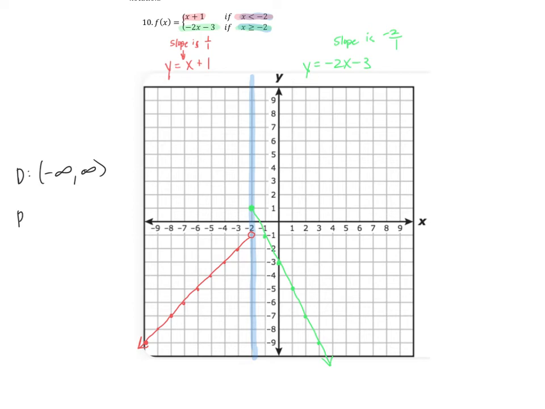Your range, they both go down to -infinity. And then the highest point is this green dot, right? This is higher than the red. So the highest possible point on the graph anywhere is 1. And it's a closed circle, so you get a square bracket. Okay? So that's your domain and range.